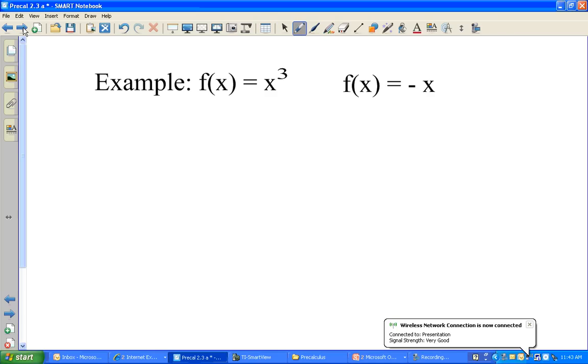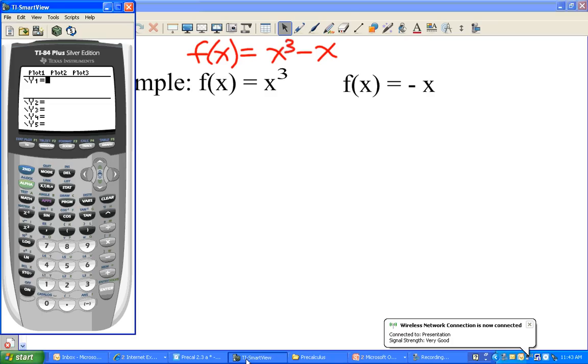So, monomials. For example, if we have the function f of x equals x cubed minus x, I want to predict and show you what the graph will look like before we ever graph it, by just considering what the monomial x cubed looks like when it's graphed, what the monomial minus x looks like when it's graphed, and seeing how those two graphs combine to create the graph of x cubed minus x.